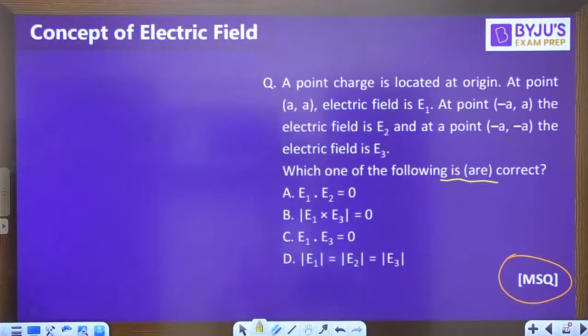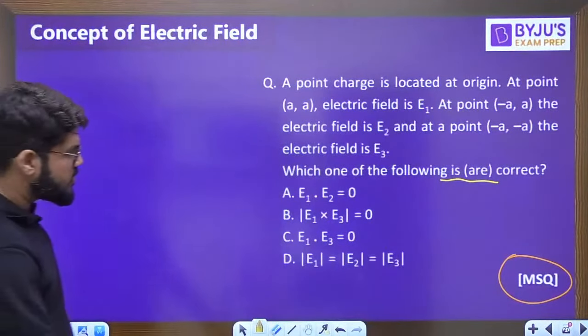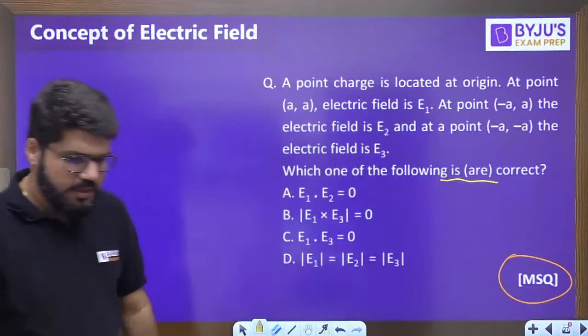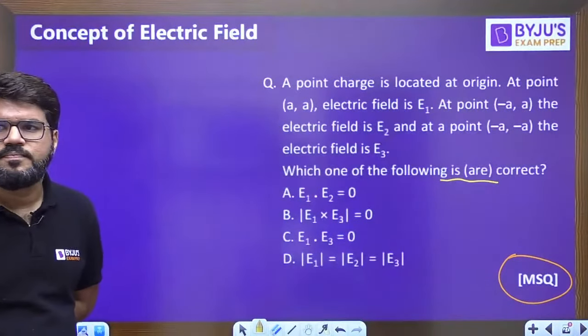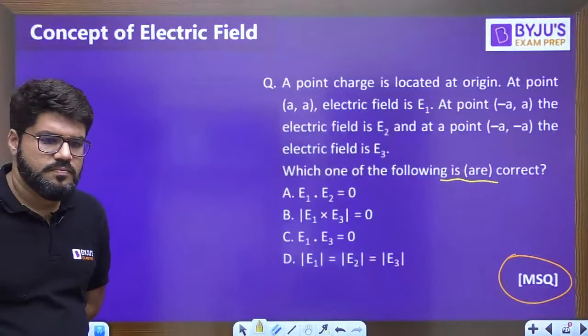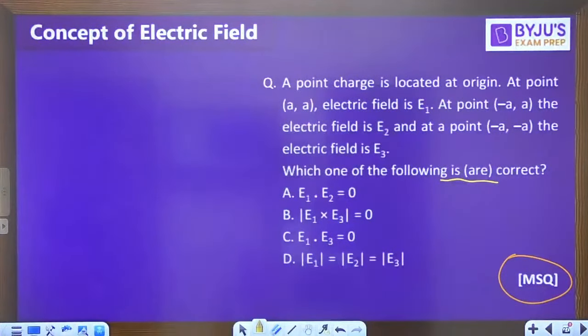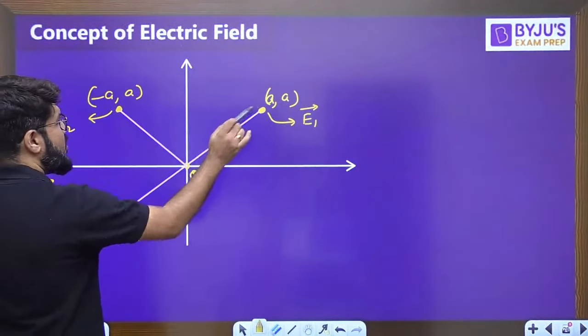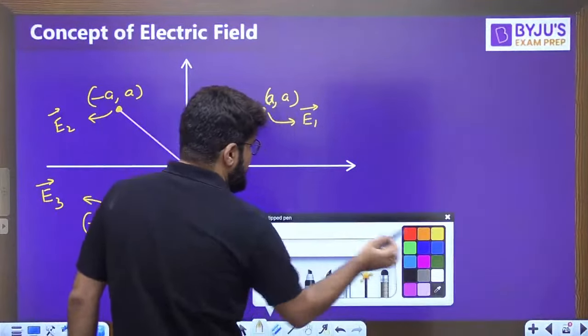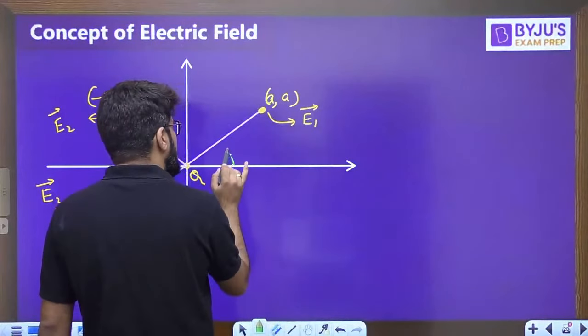What should be the correct option? Which of the following is or are correct? Shall we check? Okay. So now electric field E1 and electric field E2, this is A, A. So let us just do a simple calculation here.